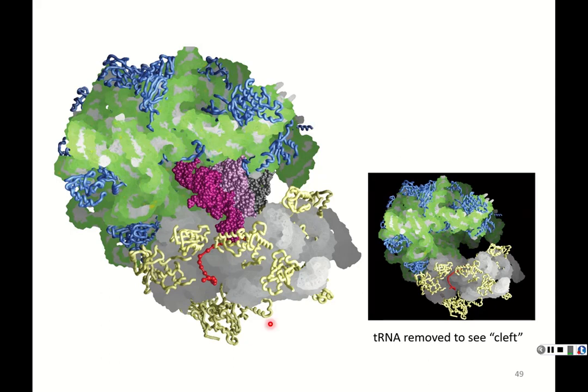This is just another picture showing a ribosome and a transfer RNA inside of it, and this is where that transfer RNA is removed. You can see that cleft there, right, where the messenger RNA kind of goes in, shown here, and then the transfer RNA can come in and fit and interact with the messenger RNA.